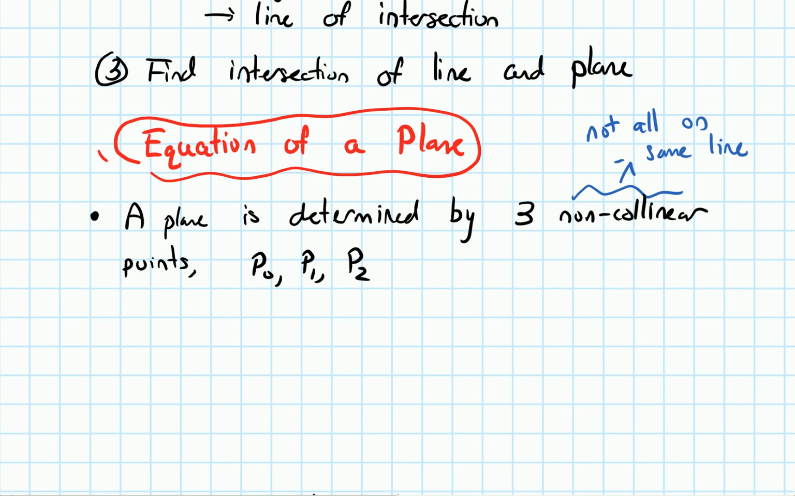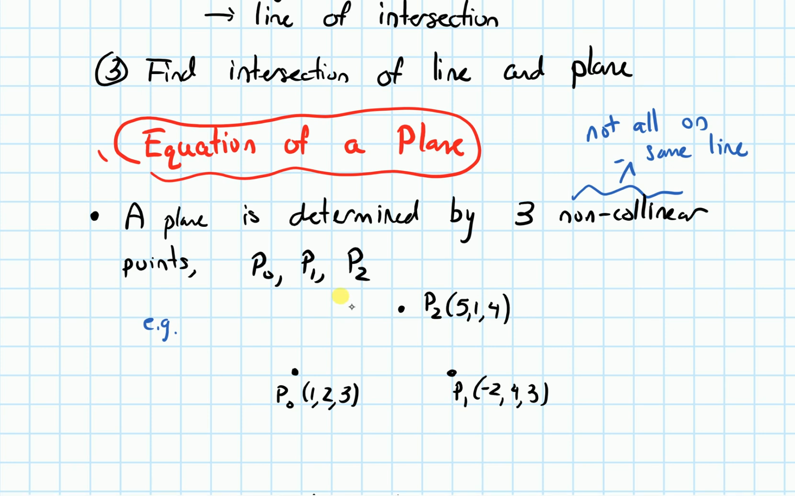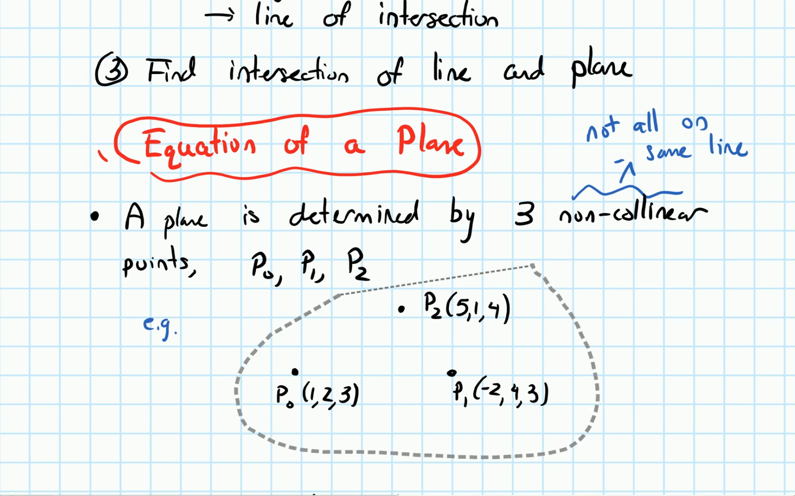Okay, so let's look at an example picture. Let's say that I have some points, P0, and let's say P0 is (1, 2, 3). And I have another point, P1, and P1 is (-2, 4, 3). And then I have a point P2. Let's say that P2 is (5, 1, 4). I'm just going to scooch this a little bit down so I have a little more room to draw.